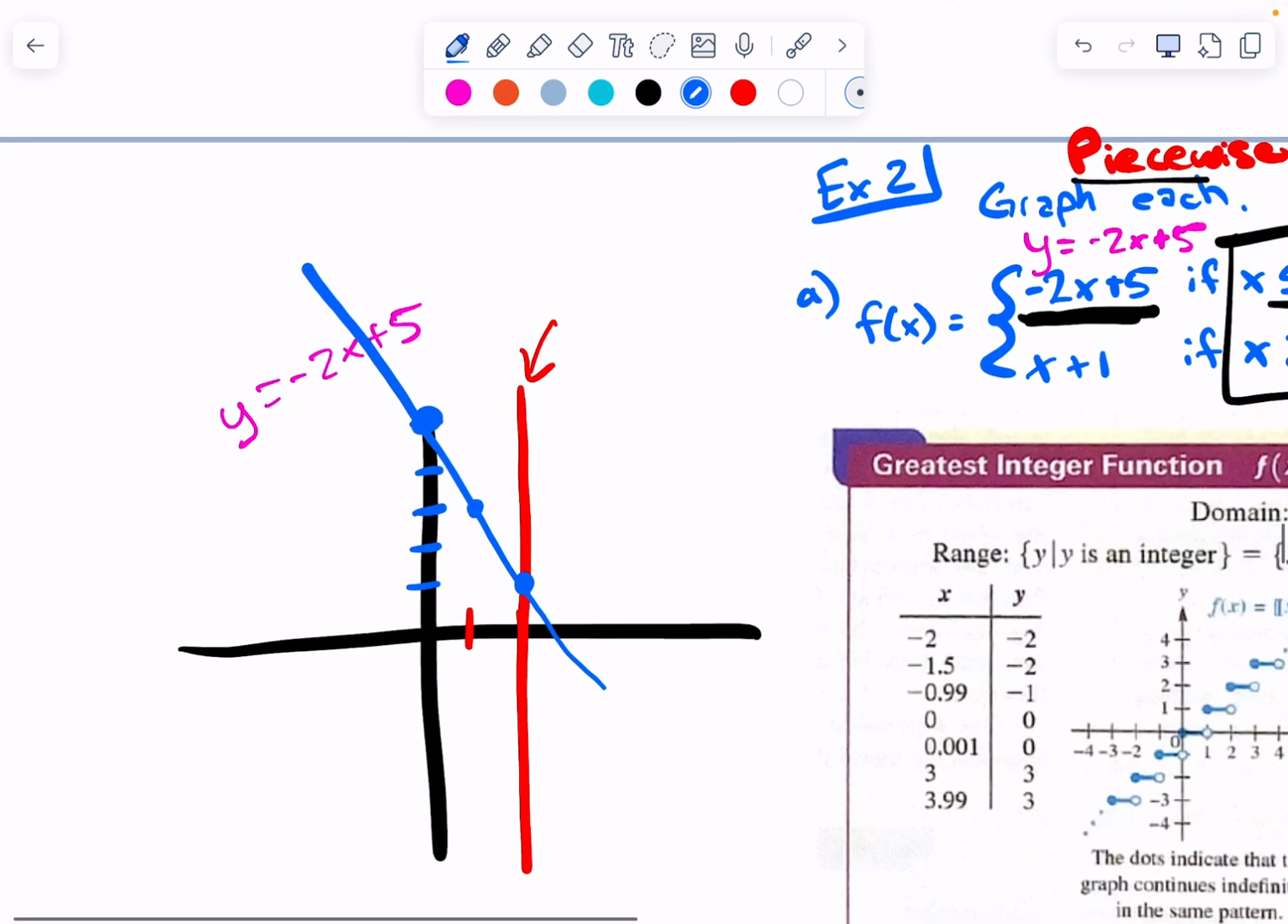We're only drawing it up to this guy, right? So I want to make sure I only put him from here going that way. Only on the left side. Only to the left side of that line is where I'm going to draw him.